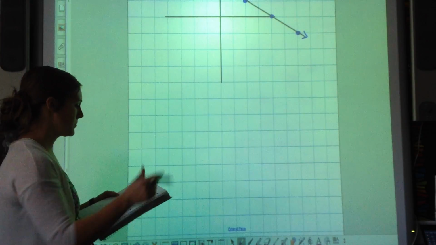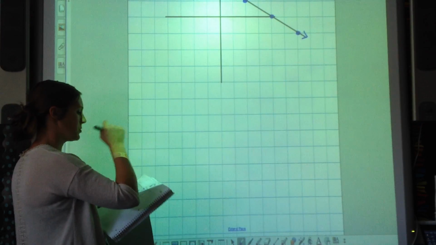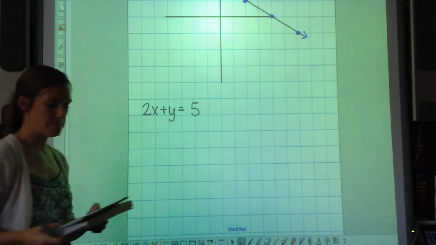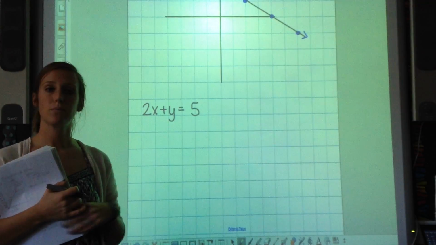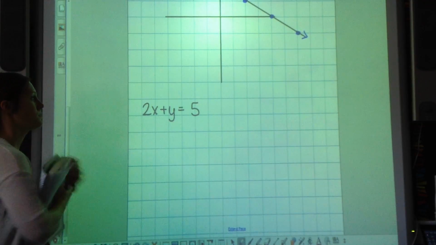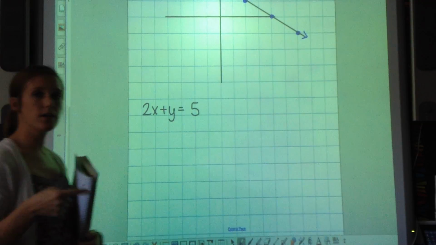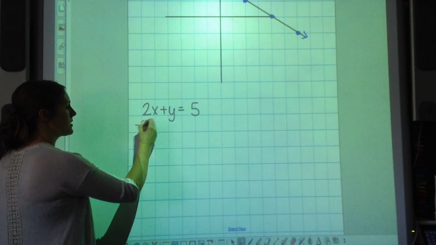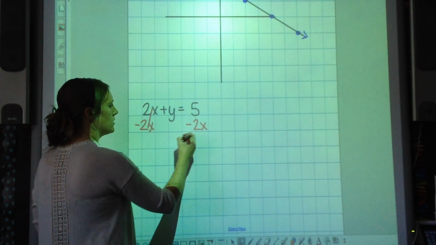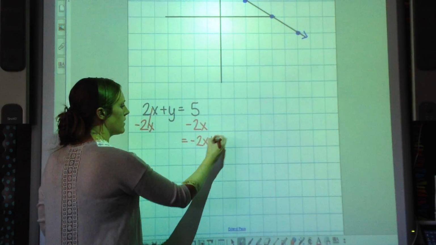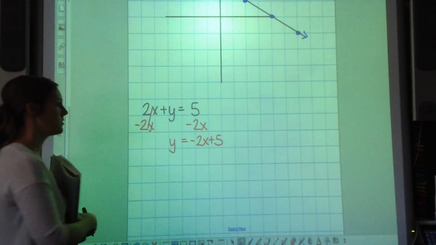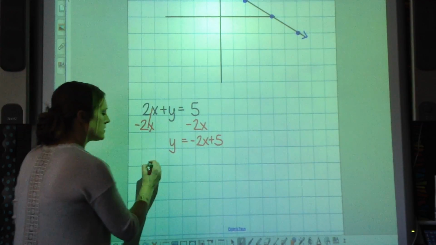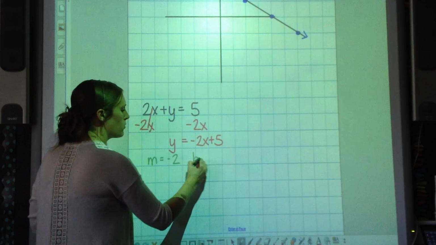I'd like you to try 2x + y = 5. Try that now. So if you look back at our steps, our first step is to put it in slope-intercept form. I'm going to solve for y. Move the 2x over by subtracting. I'm going to put -2x + 5 this time. Now that y is completely by itself, I'm going to identify my slope and my y-intercept.